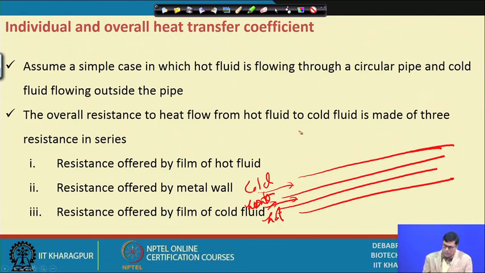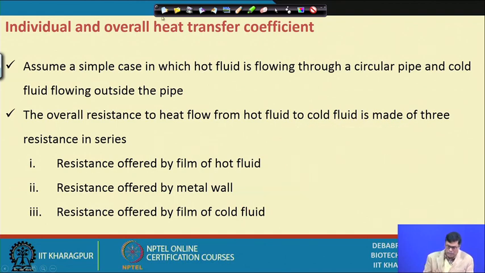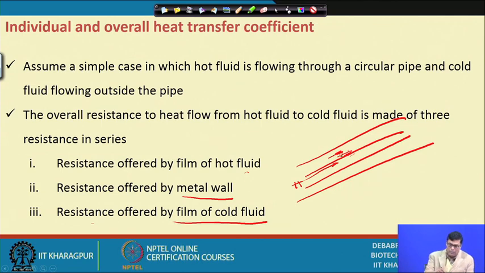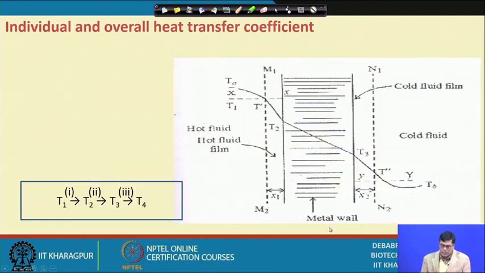resistance to flow of heat from the hot fluid to the cold fluid is measured by three resistances: resistance offered by the film of hot fluid, resistance offered by the metal wall, and resistance offered by the film of the cold fluid. So, you have 3 different layers. I have shown you this. Here the hot fluid film has a resistance, then the wall has a resistance, and the cold film has a resistance. Now, this is how we can explain it.